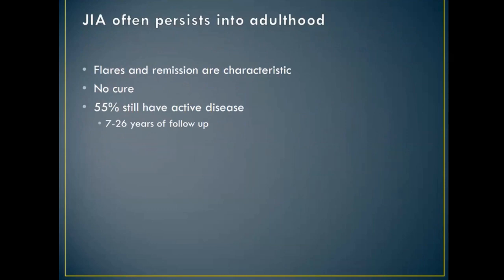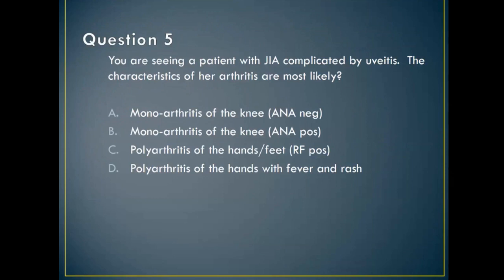So we're trying to, this number, of course, is a lot higher now. So it says 55% will have active disease. Actually, it's a lot lower, excuse me. It's more like 20 to 30 now will have active disease as they go into adulthood. There's no cure, but we really put these patients into remission, and that's the goal.